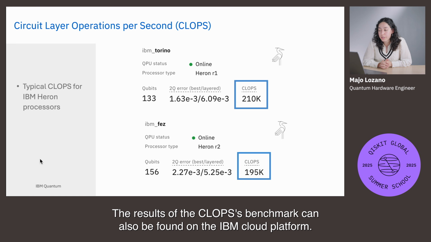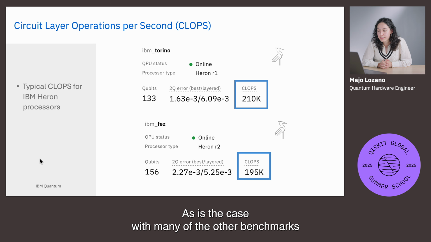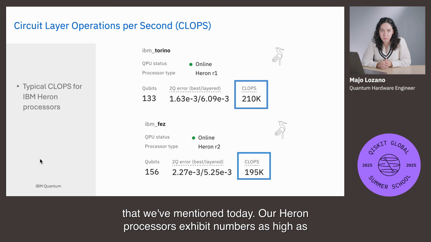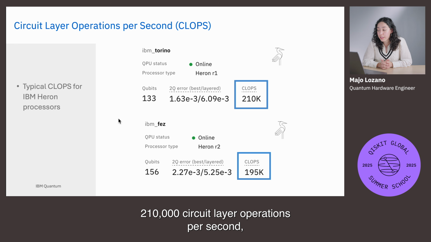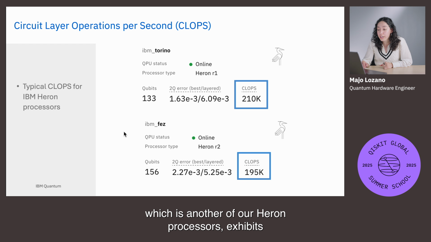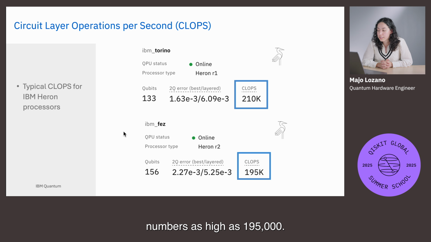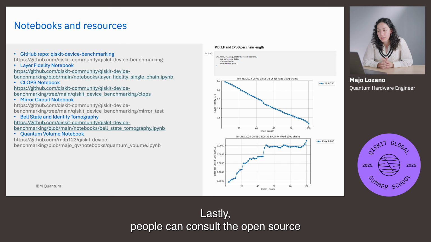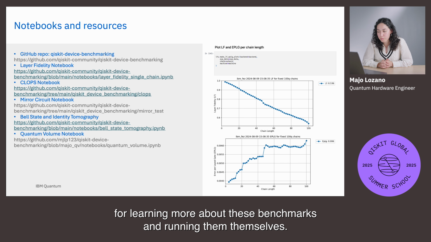The results of the CLOPS benchmark can also be found on the IBM Cloud platform, as is the case with many of the other benchmarks that we've mentioned today. Our Heron processors exhibit numbers as high as 210,000 circuit layer operations per second, as is the case with IBM Torino, and FEZ, which is another of our Heron processors, exhibits numbers as high as 195,000.